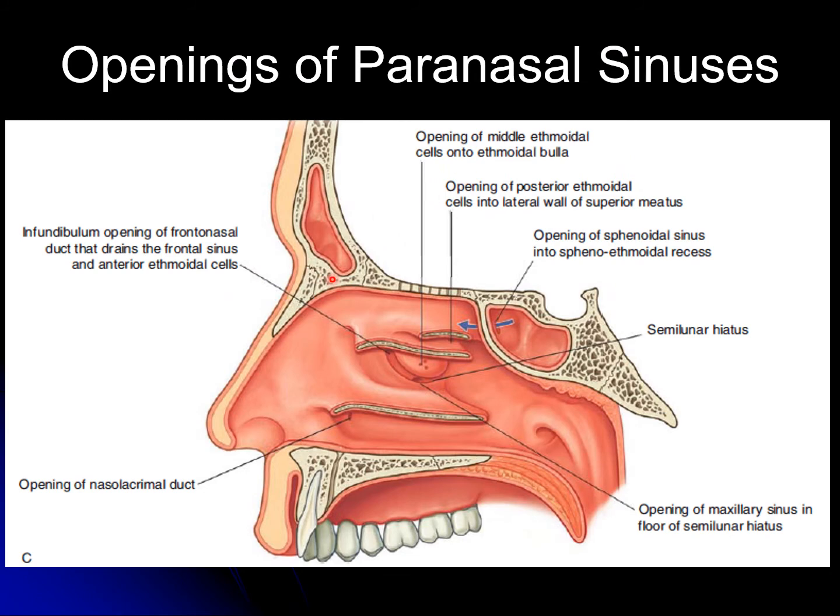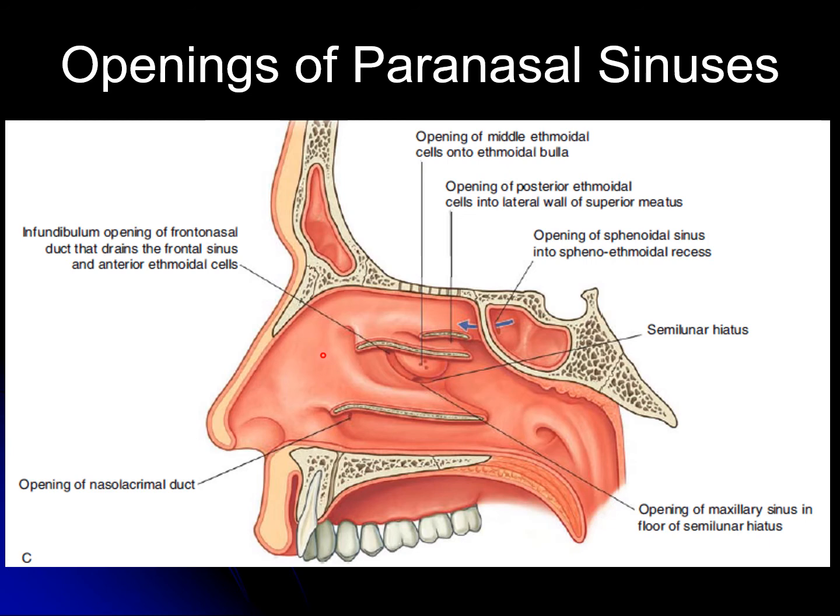Now we can see the frontal air sinus. This is the sphenoidal air sinus, and here we have cut the concha. So these curtains are removed from their superior part, and we can see the openings now.